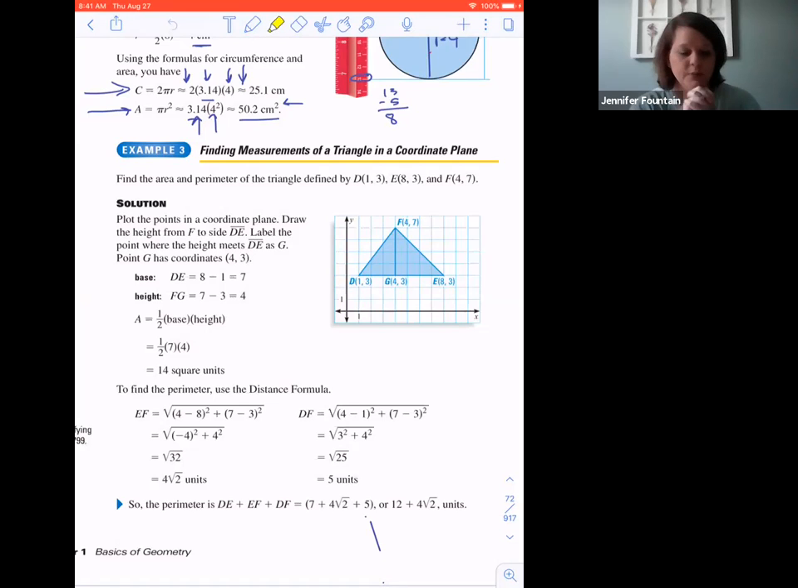So it says to plot the points in the coordinate plane and draw the height segment DE as G. Point G has the coordinates 4, 3. So in this situation, they've told us that the point 4, 3 is G, so you can go ahead and plot that point. And then, where it says find the area and perimeter of the triangle defined by D, they told us the point for D is 1, 3, E is 8, 3.